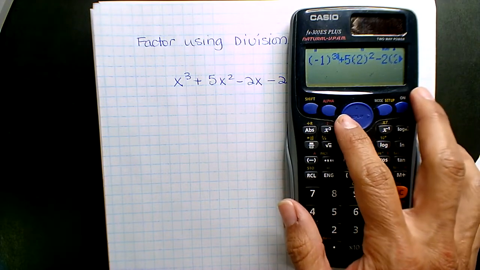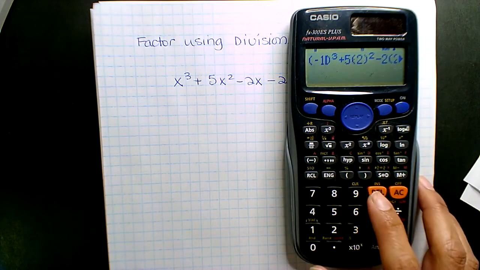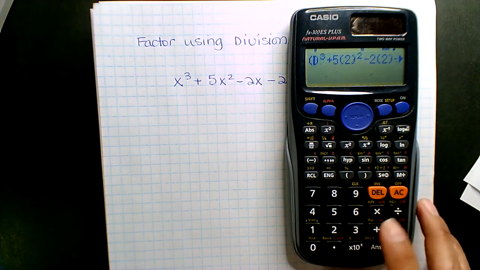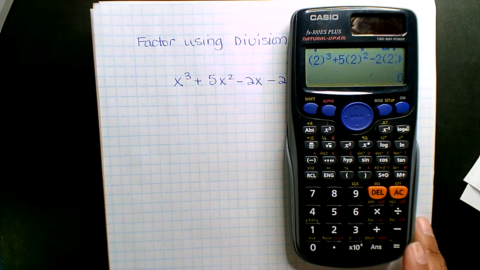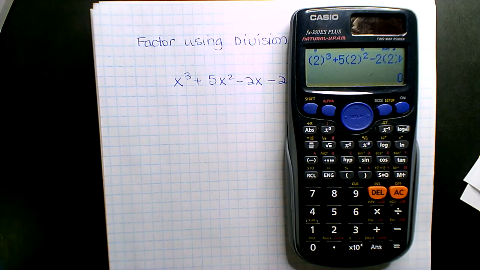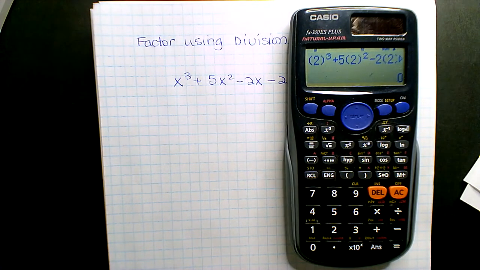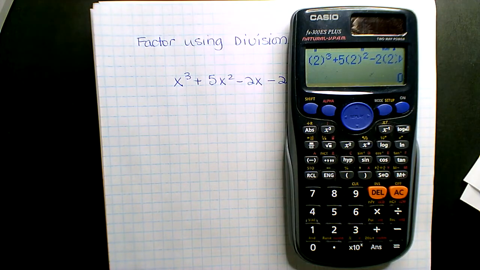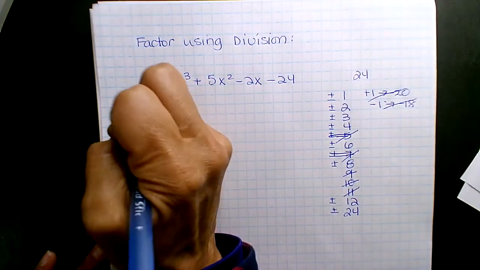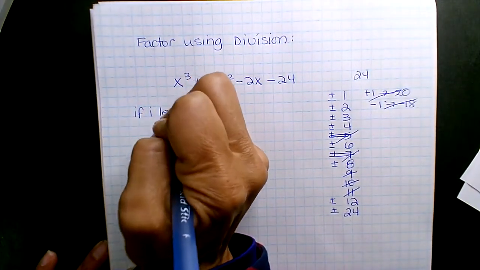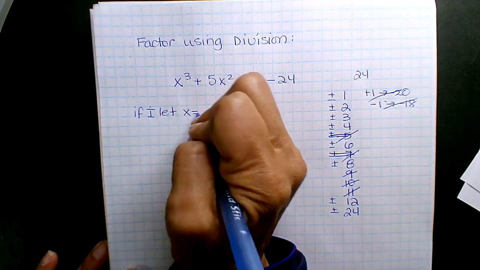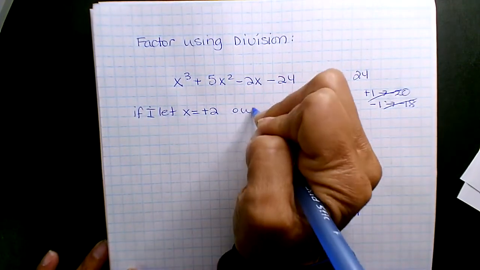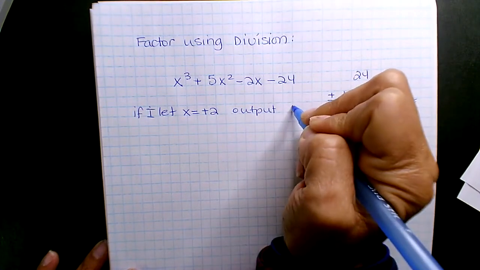Because remember, a root crosses at the x-axis. A root, a solution, a 0 is an x-intercept. And there's my 0. So when x is 2, my output is 0. So that's your root. That's one of your factors. Okay. So that means if I let x equal positive 2, my output is 0.